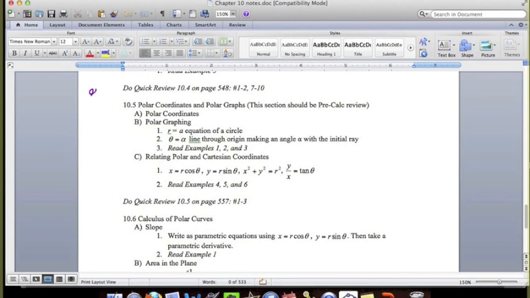Section 5 should be pretty much a pre-calc review. We're going to talk about polar functions here, and we're just going to remind ourselves about what polar functions are and how the variables in a polar function work. And then in Section 6, we'll look at how calculus applies to polar functions.